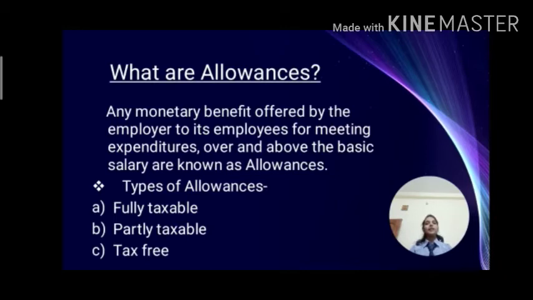The fully taxable allowances are those on which the assessee has to pay tax over the full amount of the allowance. The partly taxable allowances are those over which the assessee has to pay tax over some part of the allowances. The tax-free allowances are those over which the assessee has no need to pay tax. Now, we move on to the fully taxable allowances.